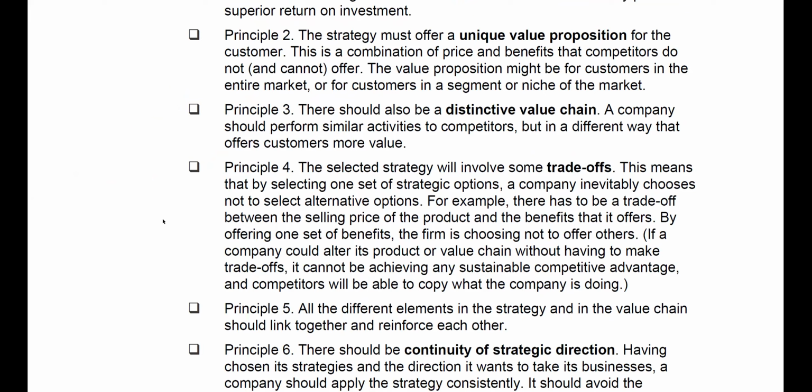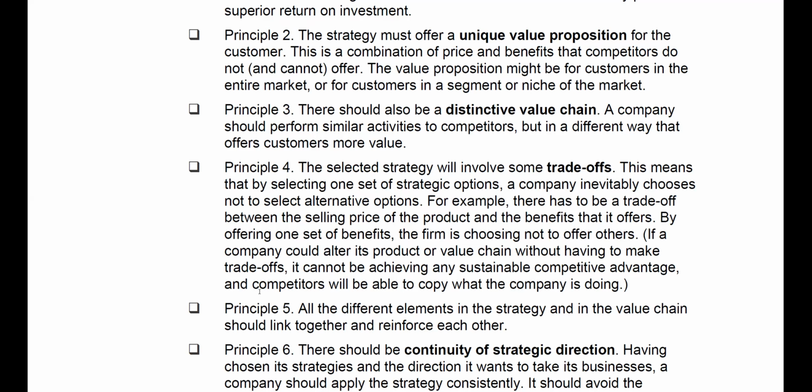So if you could alter your product or value chain without having to make trade-offs, it cannot be achieving any sustainable competitive advantage because you'll be losing from one end, right? And competitors will be able to copy what you are doing. So there must always be some sacrifices or some trade-offs, right?